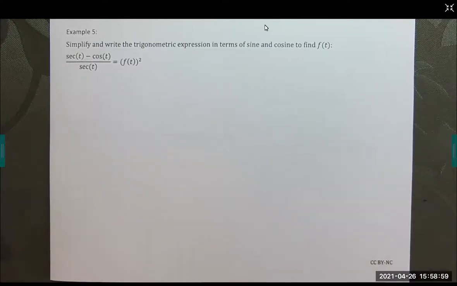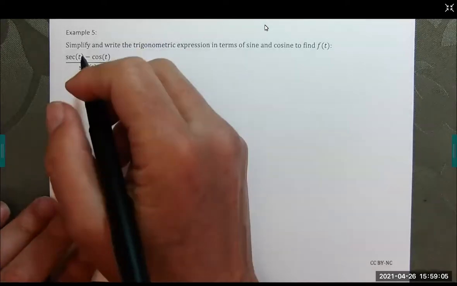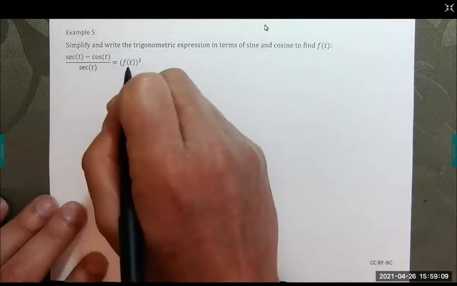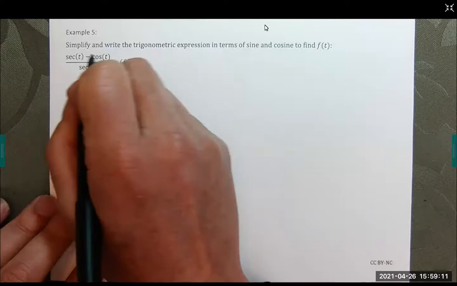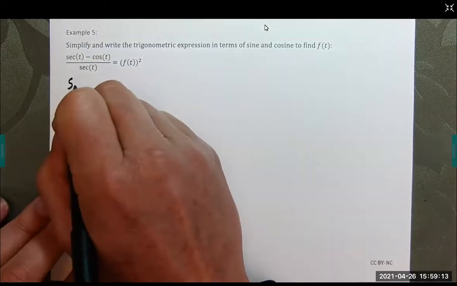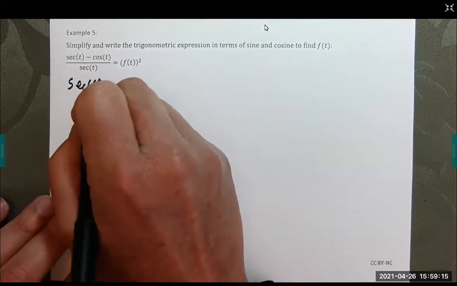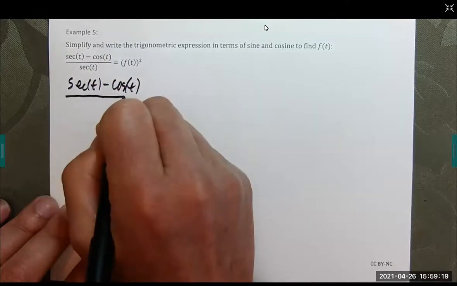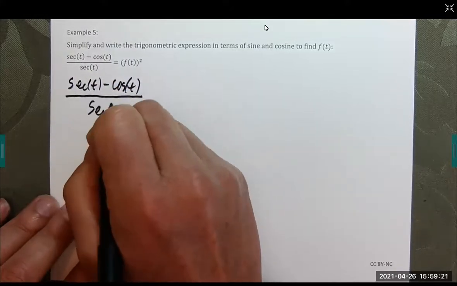All right, so this one's worded a little bit differently. It will end up being the exact same thing. So we have to start with the left-hand side. We don't have a right-hand side, and we're looking for some function that's going to be squared after we're all done with all of this. So let's rewrite it. Secant t minus cosine t over secant t.